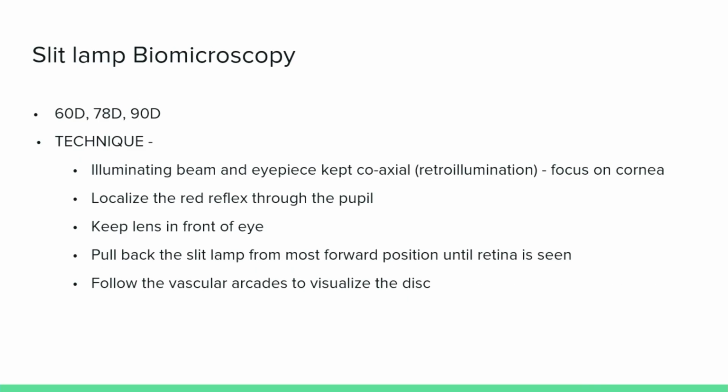Now, moving on to slit lamp biomicroscopy. With the help of 60D, 78D and 90D lenses, the technique involves keeping the illuminating beam and eyepiece coaxial to focus on the cornea. Then we localize the red reflex through the pupil, and then the lens is placed in front of the eye, and then we pull back the slit lamp from the forwardmost position until the retina is seen. And upon seeing the retina, we can follow the vascular arcades to visualize the disc.